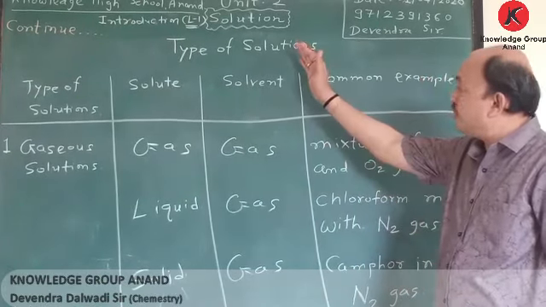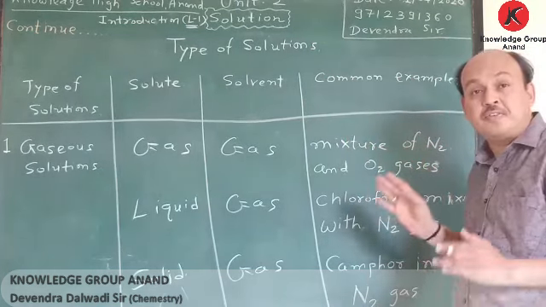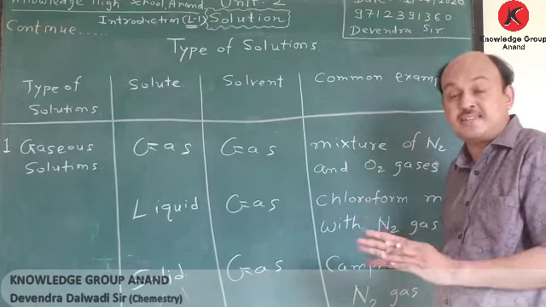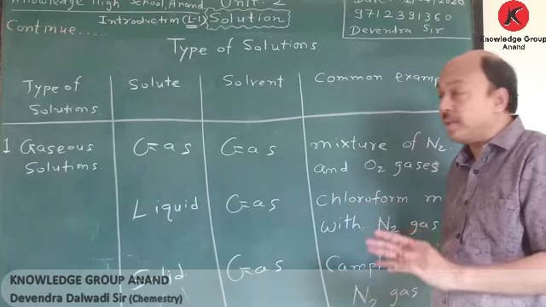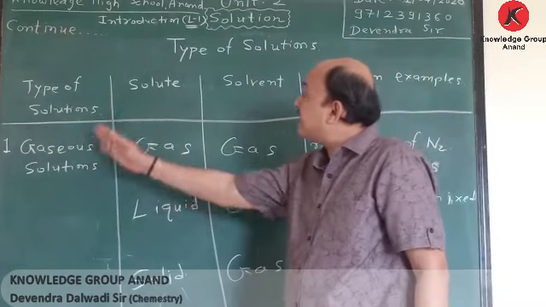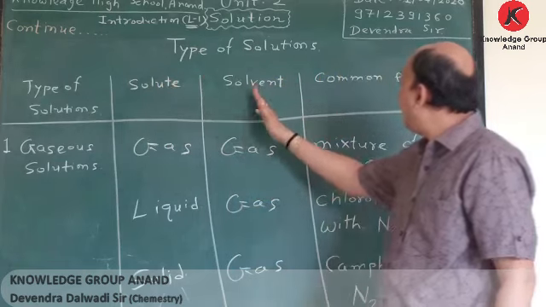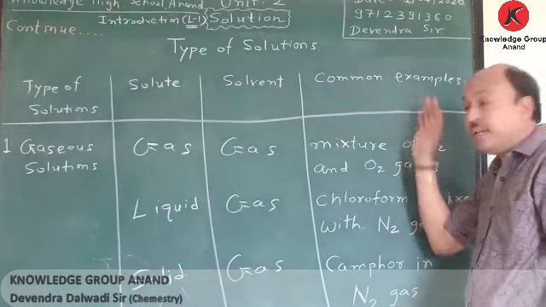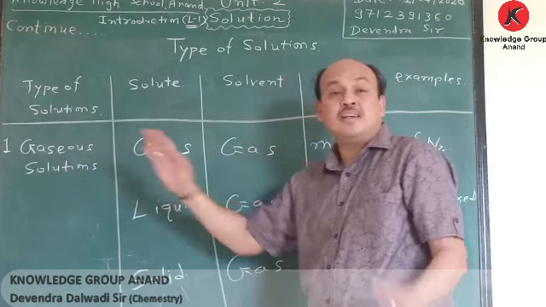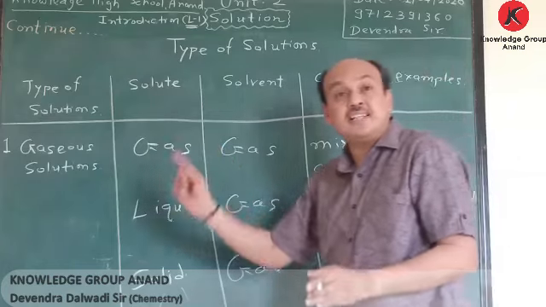Now, types of solutions. You have to remember this particular table, which is very important in objective type questions as well as in the NEET PG examination as well as GUJCET examination. Here it is classified in terms of type of solution, solute, solvent and common example. First are the gaseous solutions. According to gaseous solutions, the solvent is in a gaseous form.